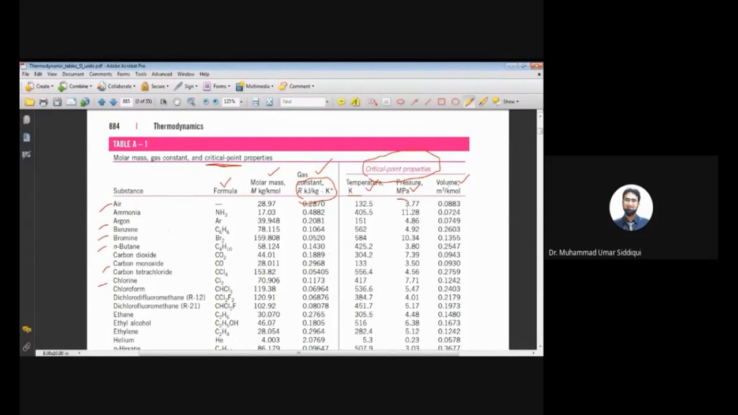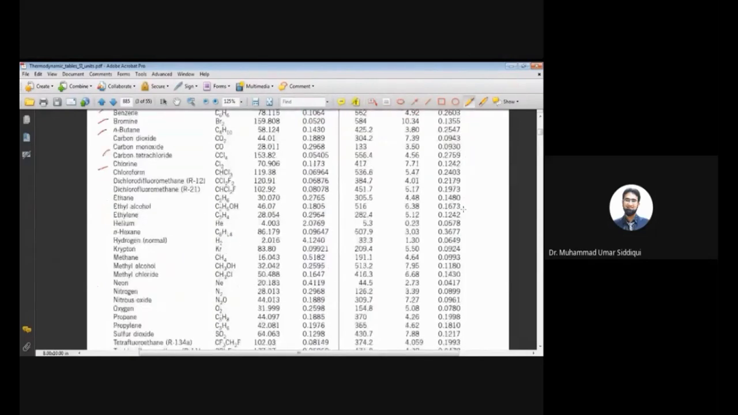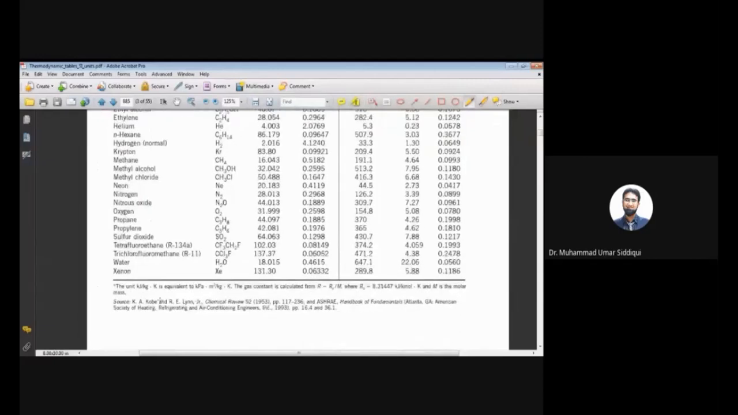Then we have the specific volume. The specific volume is in meter cube per kilomole, not kg. So these properties are given for all these gases. And the unit kilojoule per kg Kelvin is equivalent to kilopascal meter cube per kg Kelvin.